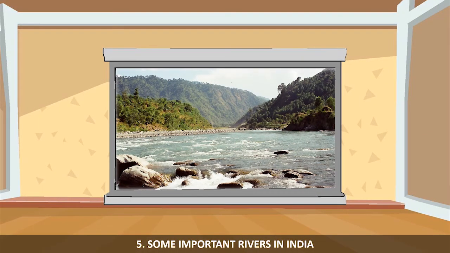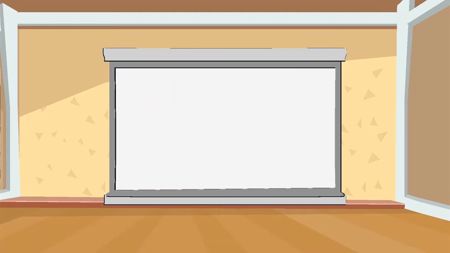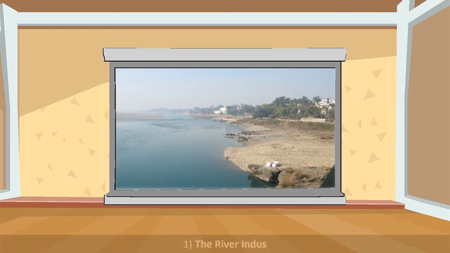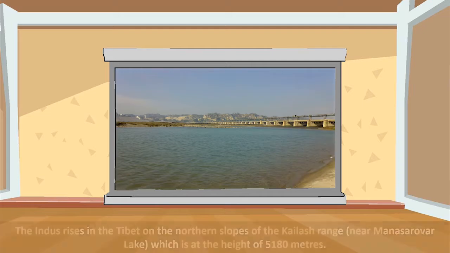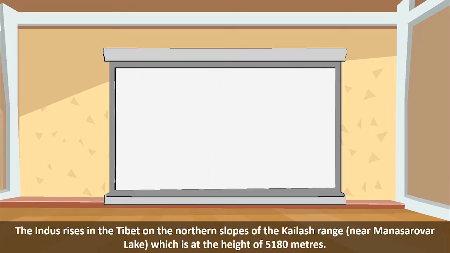Now, we are going to study some important rivers in India. There are three significant rivers in the Himalayan river systems, namely the Indus, the Ganga and the Brahmaputra river. Let's look into the characteristics of these rivers one by one. The Indus River originates in Tibet from the northern slopes in the Kailash range. This river flows near Mansarovar Lake, which is at a height of 5,180 meters.